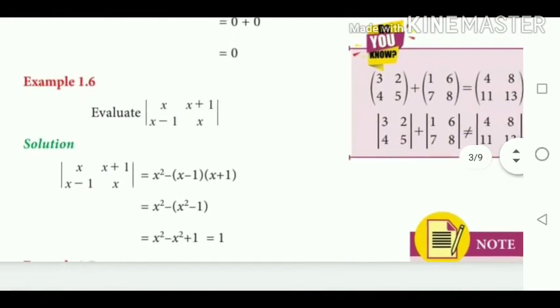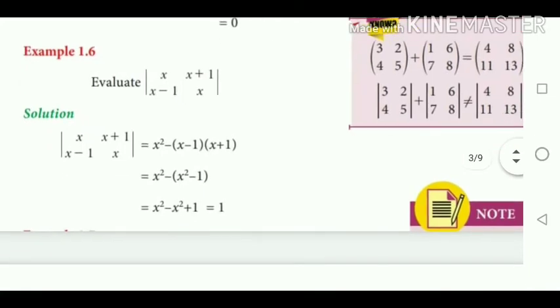We are going to see about example 1.6. x plus 1, x minus 1, x. So this is the sum given here, x plus 1, x minus 1, x. Now this is a minor because there are two rows and two columns.